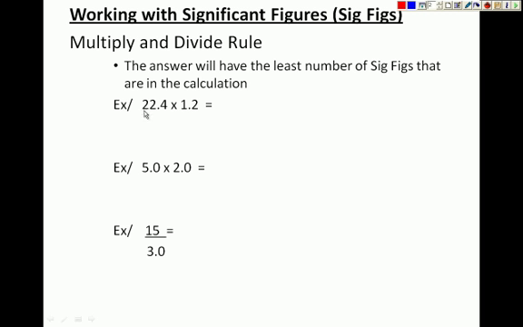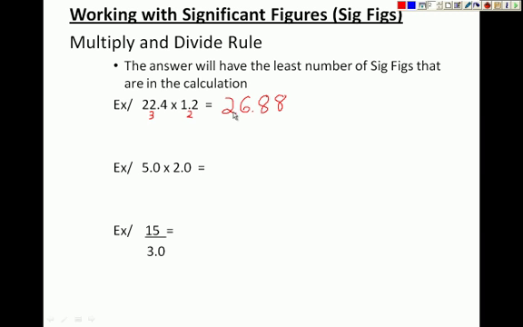So again, the first thing we should do is calculate how many sig figs are in this first question right here. So we have 22.4. So all three of these numbers are significant. So this has 3 sig figs, 22.4, and 1.2 has 2 sig figs. Okay, so if we just type into our calculator 22.4 times 1.2, what we should get is 26.88.